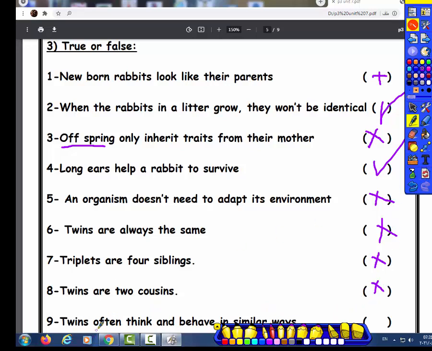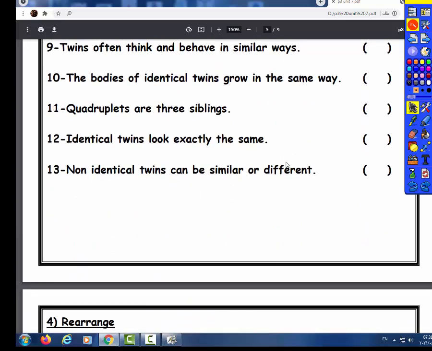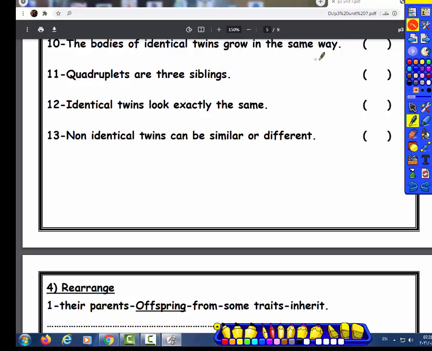Number 9, twins often think and behave in similar ways. Yes, that's right. Number 10, the bodies of identical twins grow in the same way. Yes, that's right. Number 11, quadruplets are 3 siblings. No, quadruplets are 4 siblings born at the same time. So that's wrong. Number 12, identical twins look exactly the same. Yes, identical means the same in everything. So they look exactly the same. That's right. Number 13, non-identical twins can be similar or different. Yes, that's right.